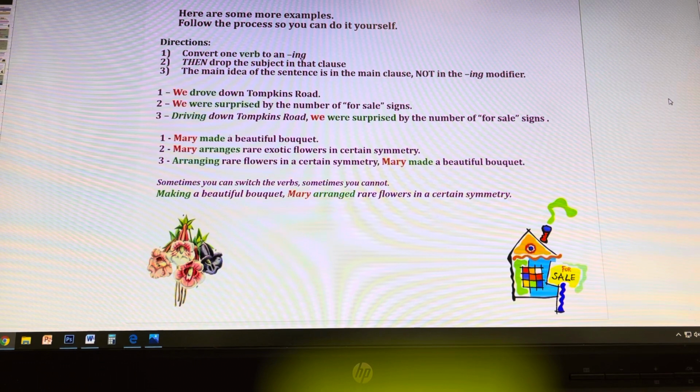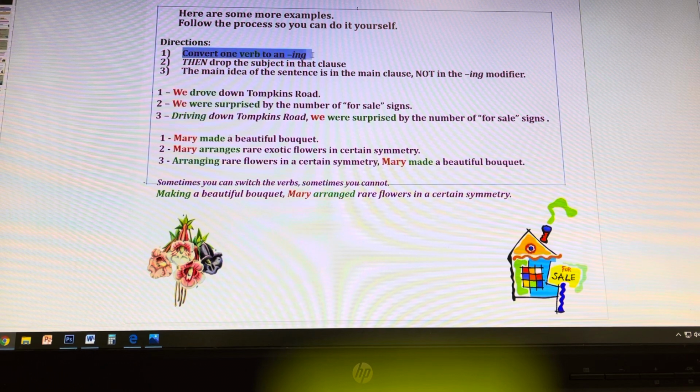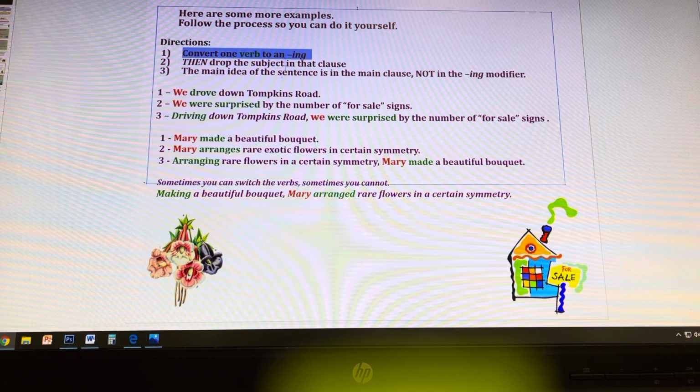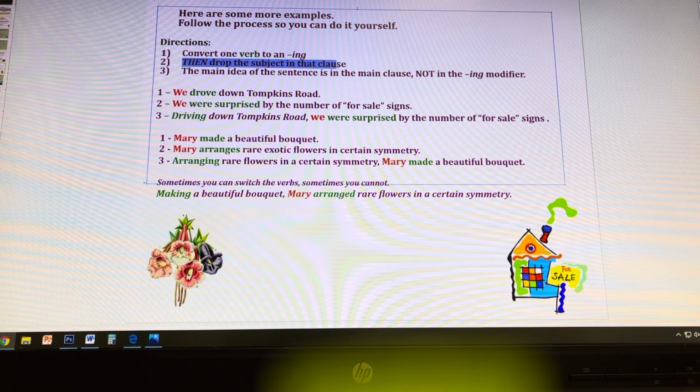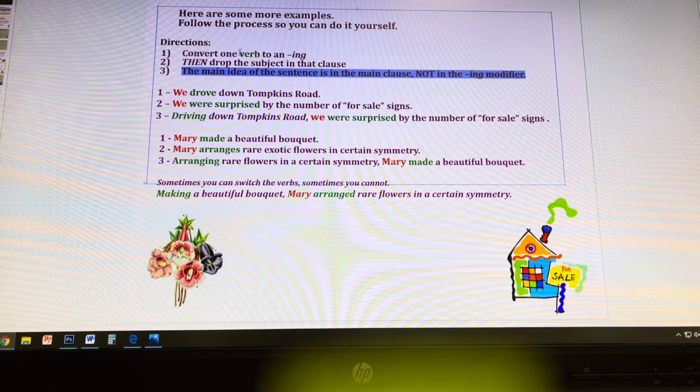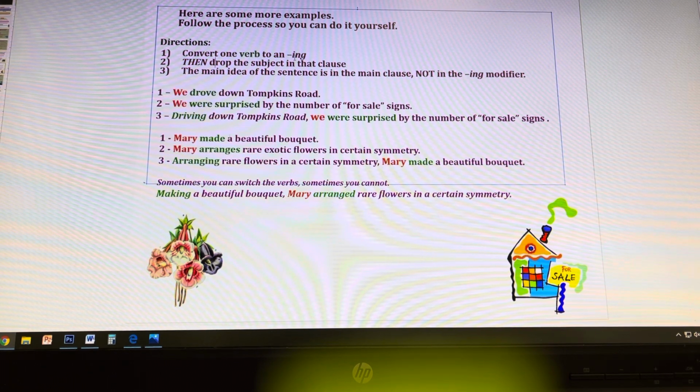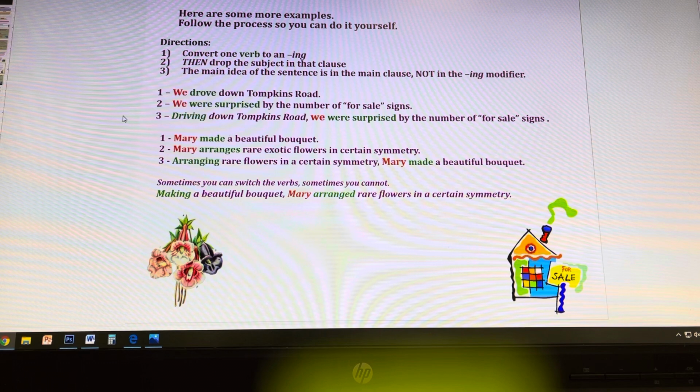So now we're going to do some more. Here are the directions. Remember, convert one of the verbs into an ing. It doesn't matter which one. Some of them are not swappable. Some are. Then we're going to drop the subject in that one because we don't need it. And we're going to make sure that the remaining portion is a complete thought. Because once we turn the verb into an ing and drop the subject, it becomes reliant upon the remainder of the sentence for understanding, which means that it becomes subordinate.